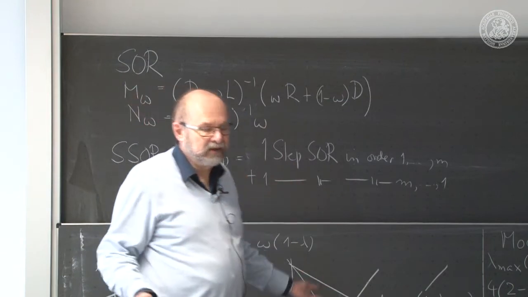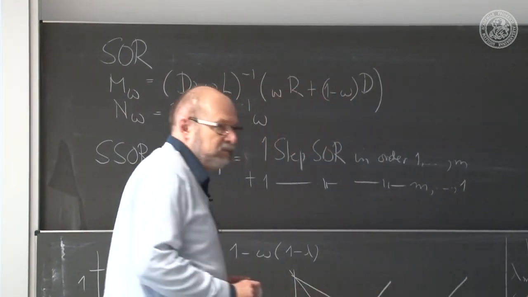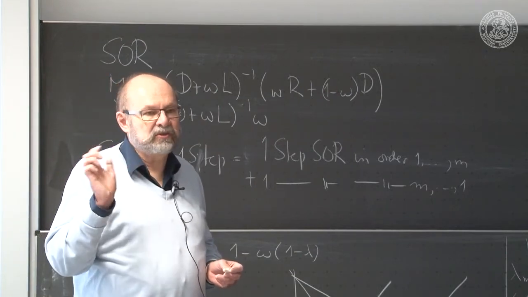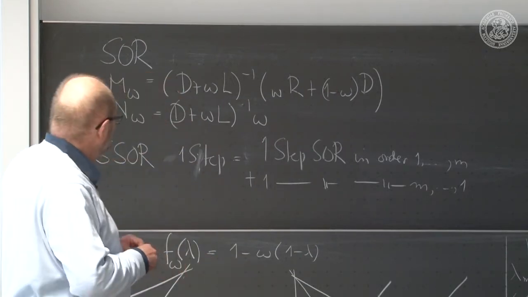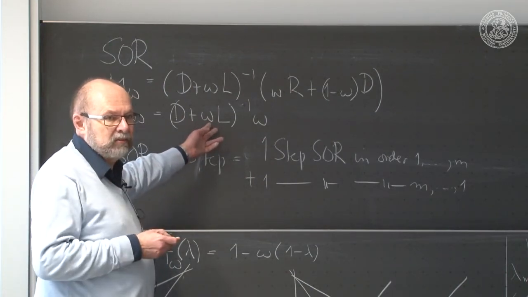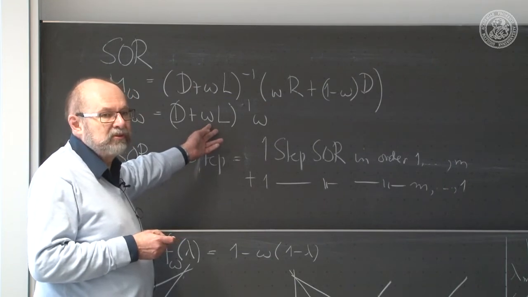If you write this down, what does that mean? That means that the D and the L change their roles. At the moment it is so that the L matrix, because we start with 1, is the one which should see already the new iterates.